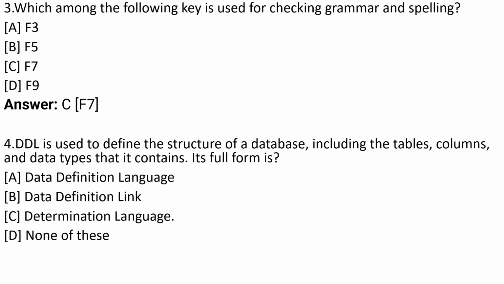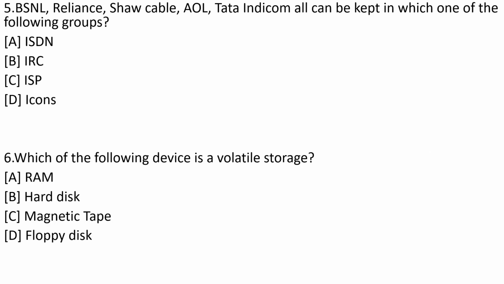Question number 4. DDL is used to define the structure of a database, including the tables, columns and data types that it contains. Its full form is option A, data definition language. Option B, data definition link. Option C, determination language. Option D, none of these. And the answer is option A, data definition language.